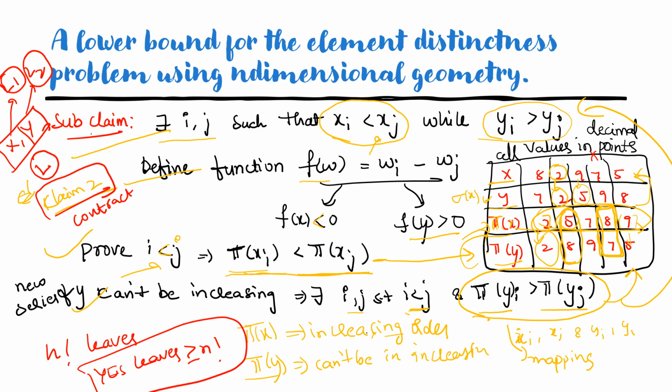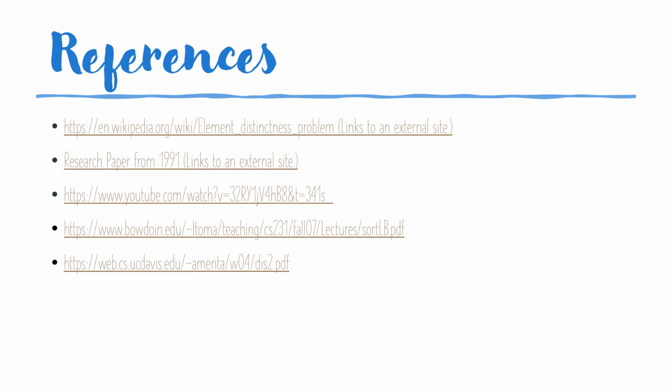So for claim 3, when I have n factorial leaf nodes, the time taken will be n log n. So this is how I proved the time taken for solving the element distinctness problem will be n log n. So I proved the lower bound for the element distinctness problem to be n log n using these references.